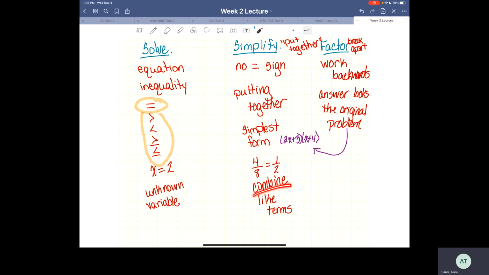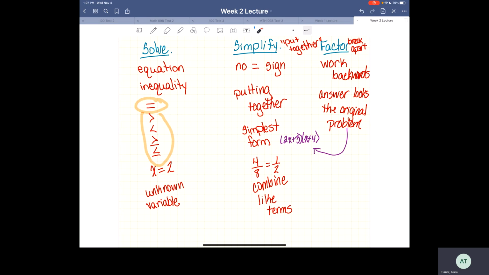Combining like terms is a big part of simplifying. At its most basic level, we're looking at fractions. 4/8, we're simplifying it to 1/2. Simplifying is putting everything together.